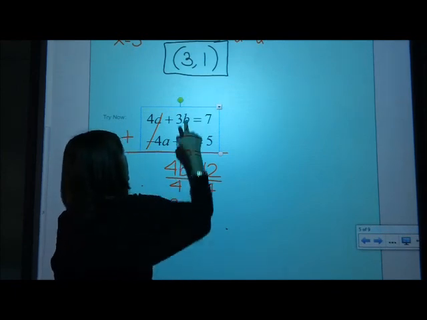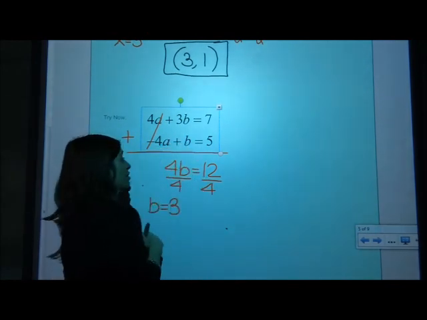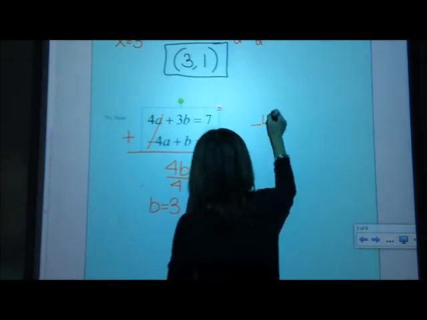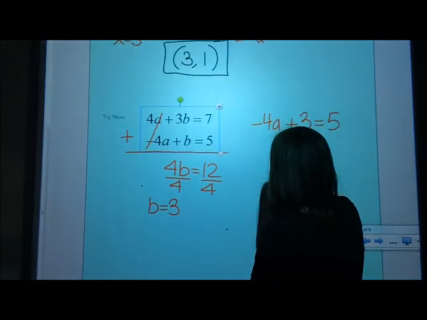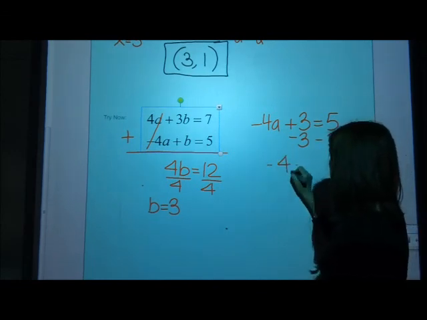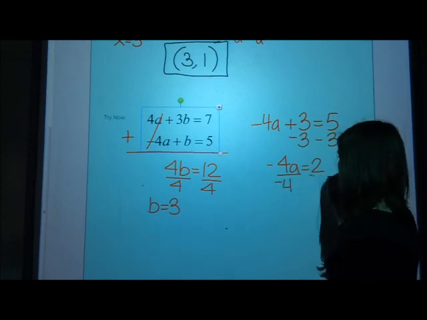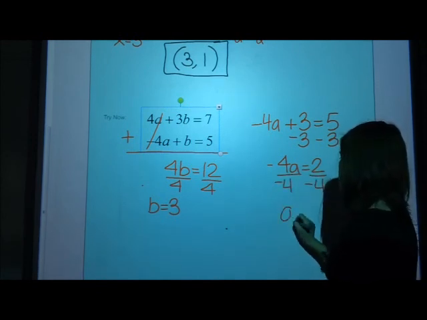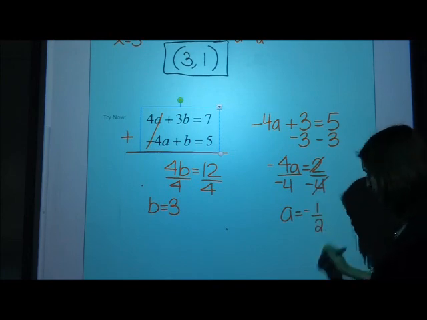I take my b, and I plug it into either equation. I'm going to plug it into the second equation because it's a little bit easier for me. Negative 4a plus 3 equals 5. Subtract 3 from both sides. So negative 4a equals 2. Divide by negative 4 on both sides. And so a reduces to negative 1/2.